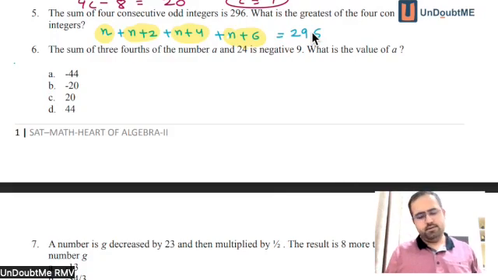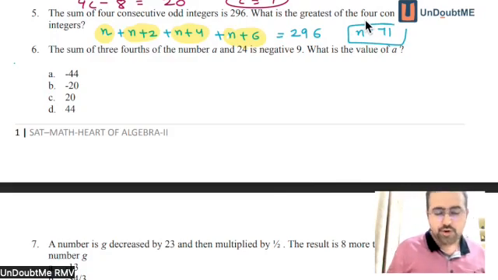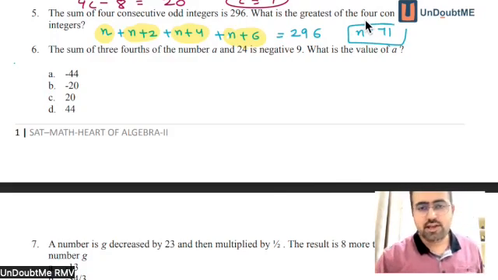It's 71. Okay. So consecutive odd integers, or even if they say consecutive even integers, it is the same. Yeah. Okay. Next question.